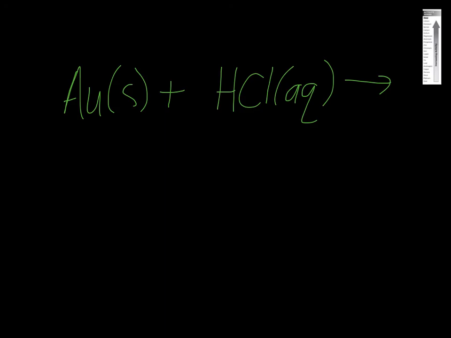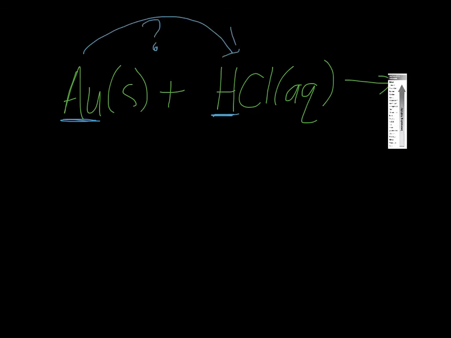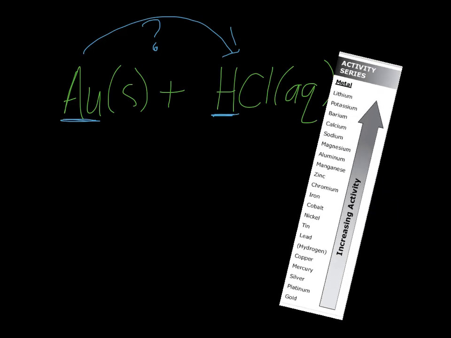Okay, last example, we have solid gold that's added to hydrochloric acid. So in this situation, we have gold as our metal, and even though hydrogen is not a metal, remember hydrogen acts like a metal. So the question is, is gold going to replace hydrogen? And so again, we're going to pull that up on our activity series chart.